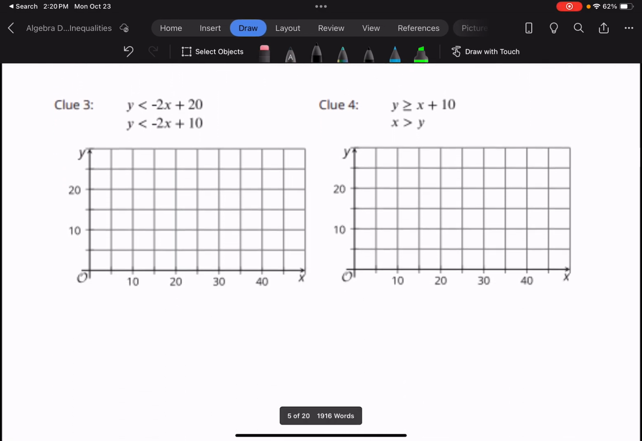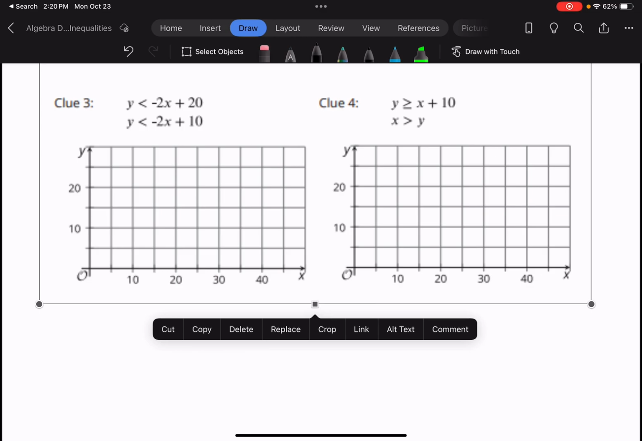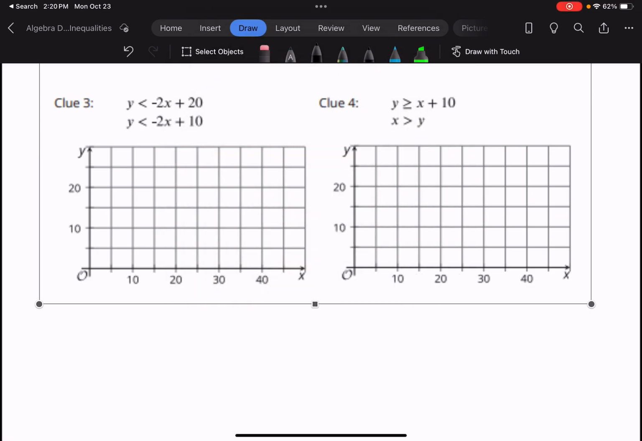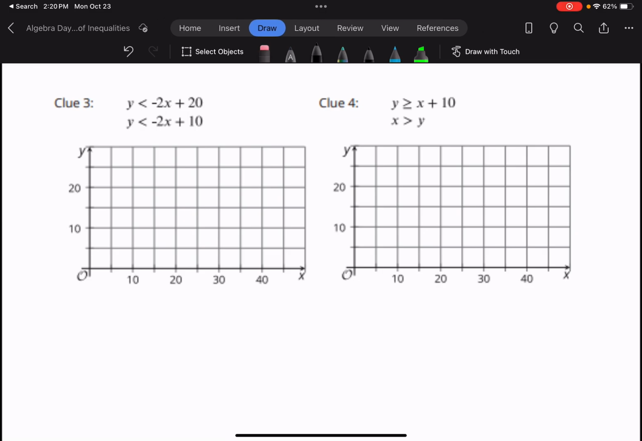All right, so let's look at clue number 3. Let's start with the first one: y-intercept of 20, slope of negative 2 over 1. Now again, we're looking at these mostly in 10, so let's make this negative 20 over 10. It'll be easier. So we're going to go down 20 over 10. This gives me another point that I can use, right? And so I can go ahead and connect these. We're doing a dotted line here.